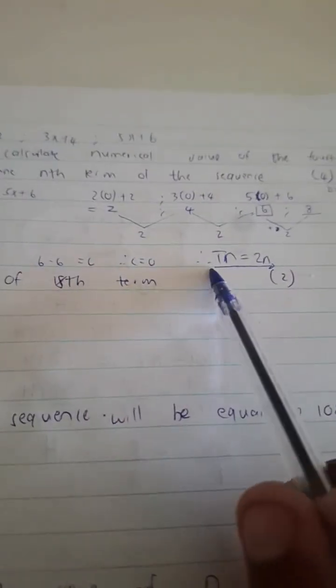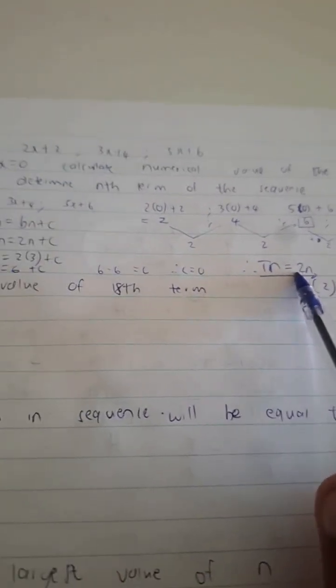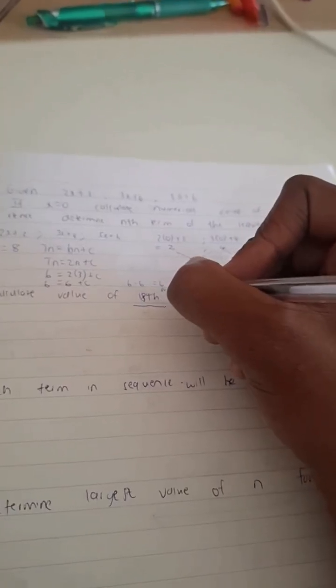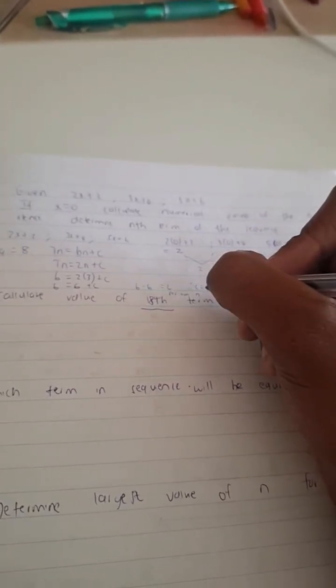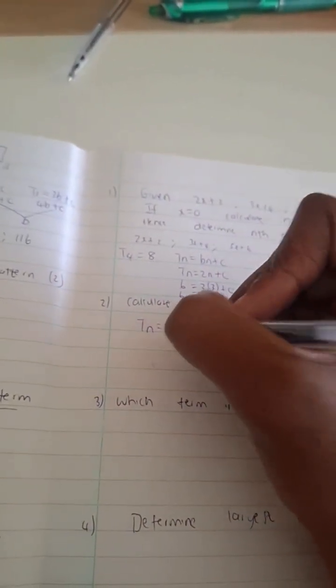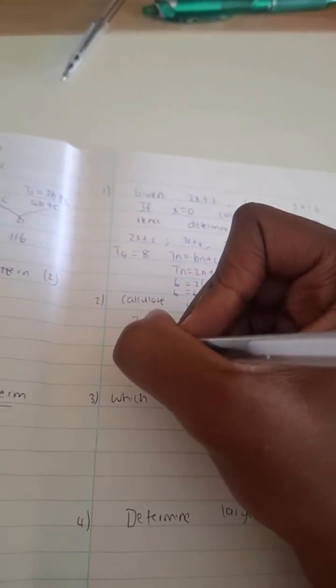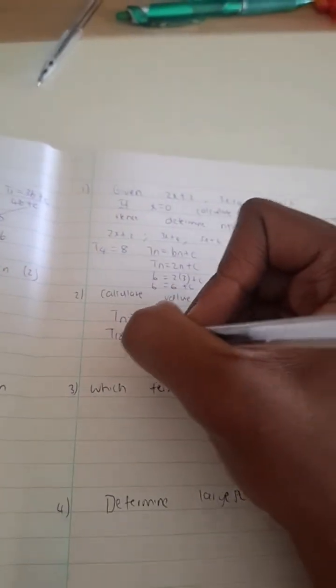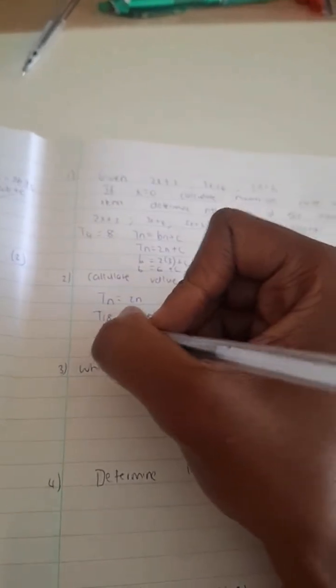Okay, so when I have the general term, what's nice is that I can utilize the general term to calculate the 18th term. This 18th stands for position, and position means n. So that means this is my n. It is 18. So I'm going to say Tn is equal to 2n. In the place of n, I substitute 18. Means 2 times 18 in brackets.